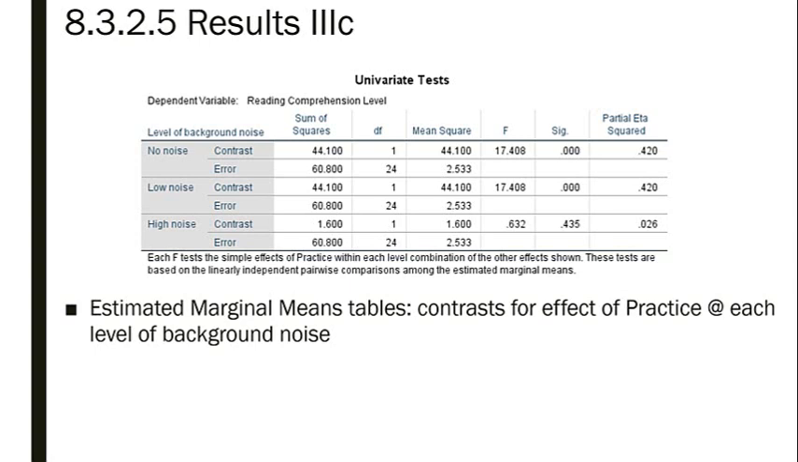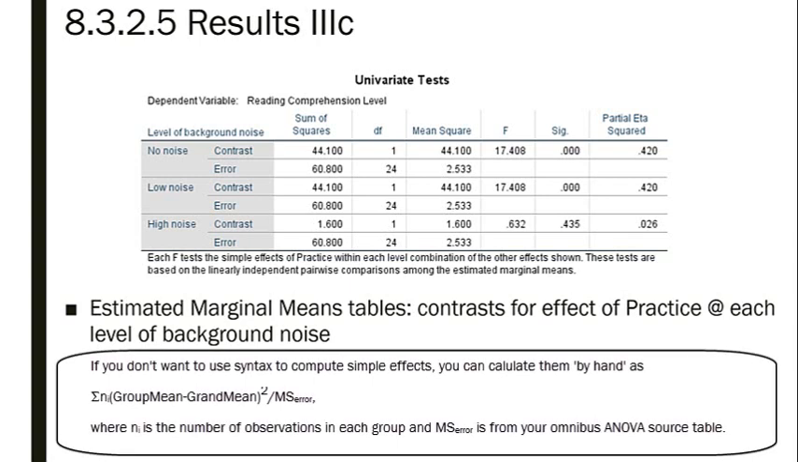A simple effect is looking at breaking down a factorial analysis of variance into multiple one-way analyses of variance. So in this case, what we're doing is we're testing whether the effect of practice is statistically significant at each individual level of background noise. So you may notice in this univariate tests table that it looks like an ANOVA source table, very much like before. We've got a sum of squares column, degrees of freedom column, mean squared, an F, a significance level, and a partial eta squared.